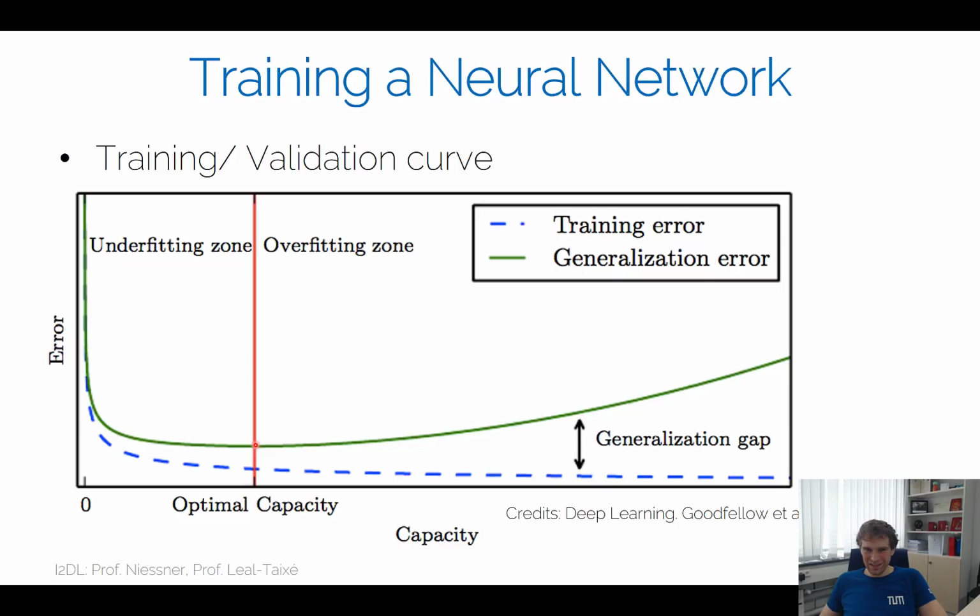In this case, if we're in this realm here, the training error is too high. And in this case here, the generalization gap is too big. This, by the way, is the generalization gap, meaning how well we generalize between the validation and the training set.